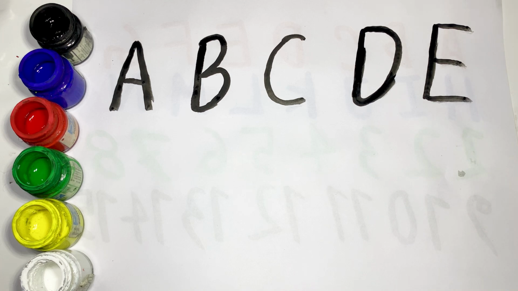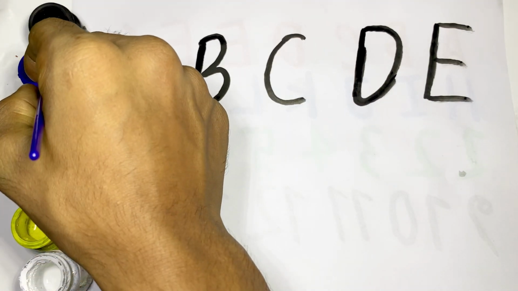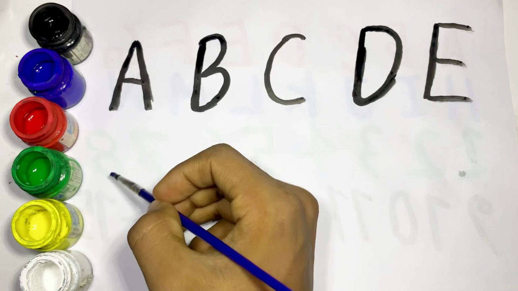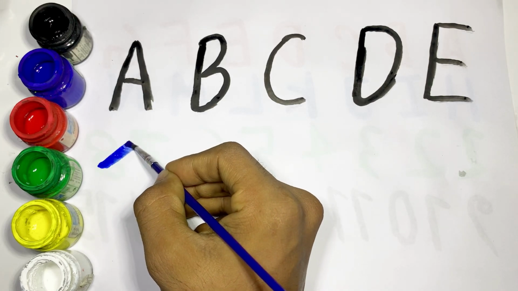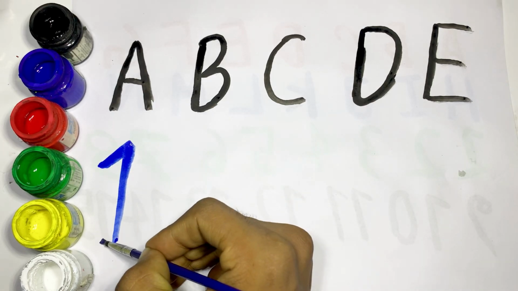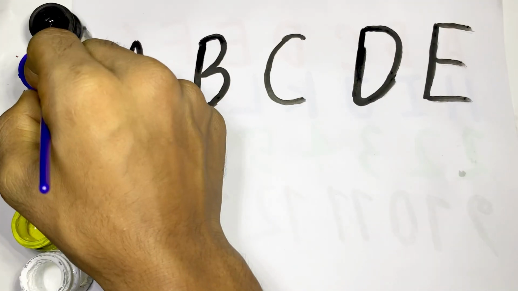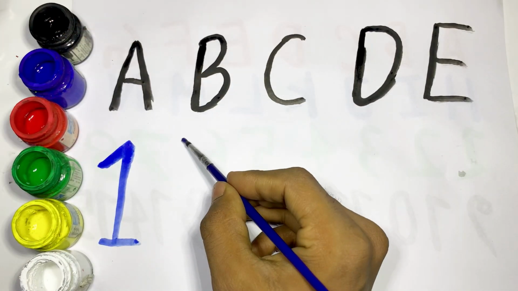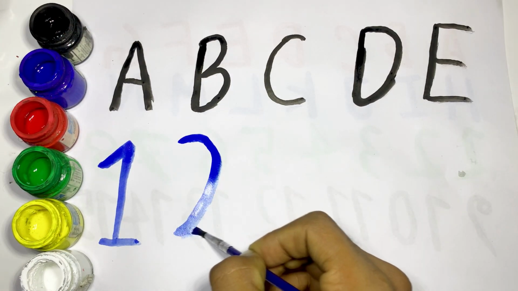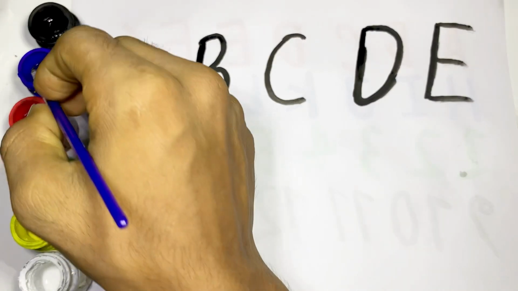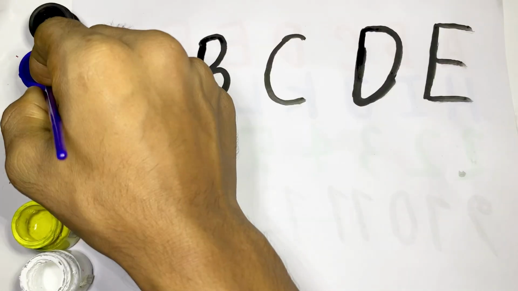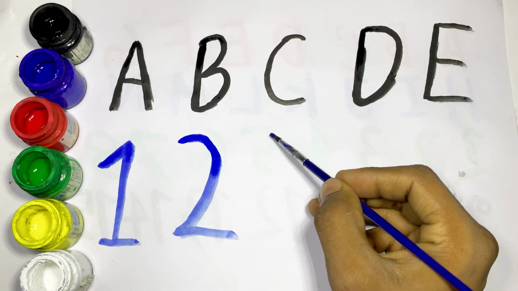Kids, now draw numbers, and first we draw 1. The number 1, and use blue color. O N E, 1. Kids, again use blue color and draw 2. T W O, 2.